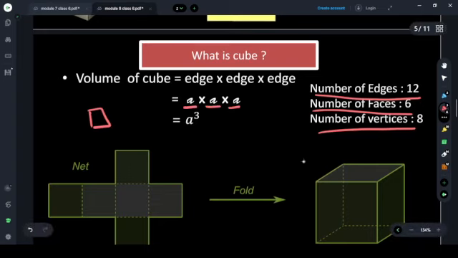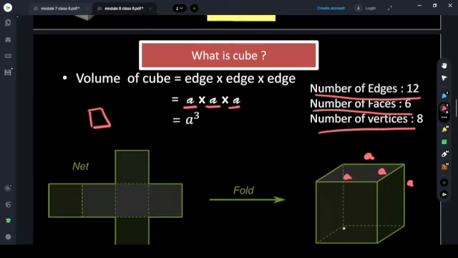How? You can see here A, this is A, this is A, this is A. All the edges are equal. In the square you have seen all 4 sides are equal, so all the 12 edges are equal. So we have to find out the formula.